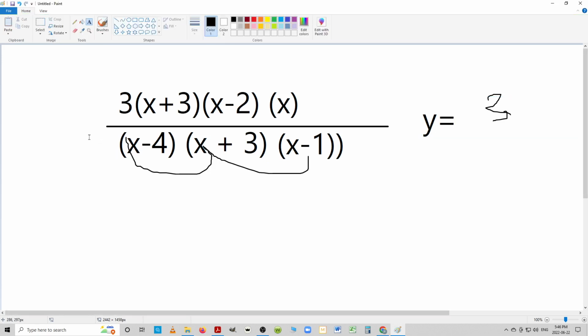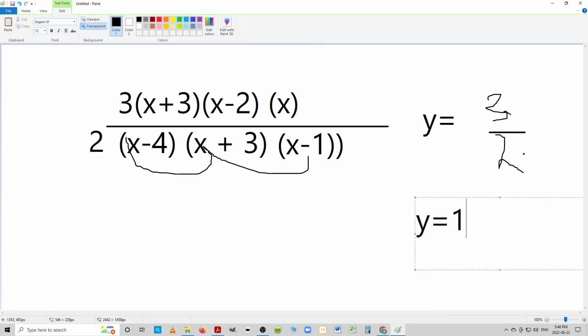Now let's pretend this is a 2 down here. If I multiplied this all out, it would be 2x times x times x, so 2x cubed and 3x cubed. That means the x cubes would cancel out, and my horizontal asymptote would be y is equal to 3 over 2, or 1.5. Let's keep it like that. So I'm claiming to have a y asymptote equals 1.5.